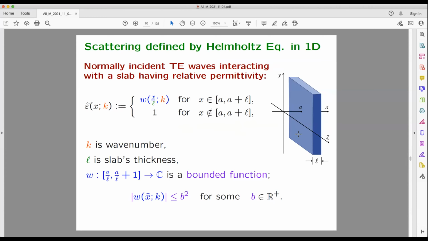The thickness is L, and I have placed it parallel to the YZ axis. Its distance from the YZ axis is A. And I suppose that this space dependence is given by this function W, which is bounded. It's not a conductor, it's a bounded dielectric medium.